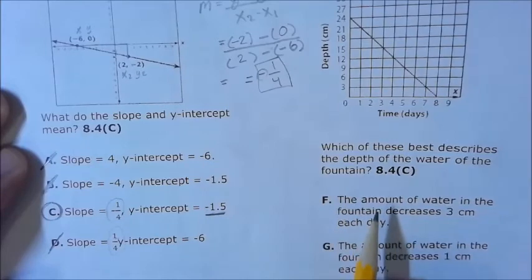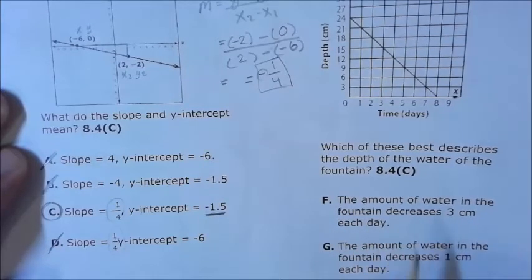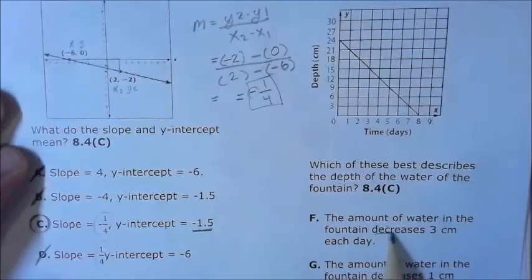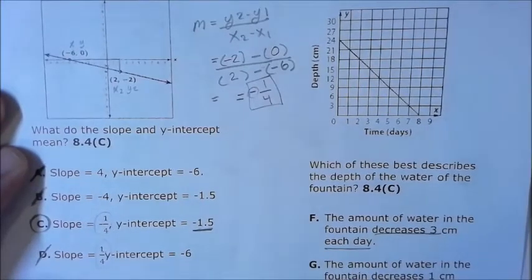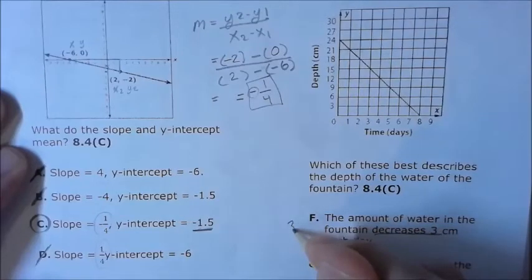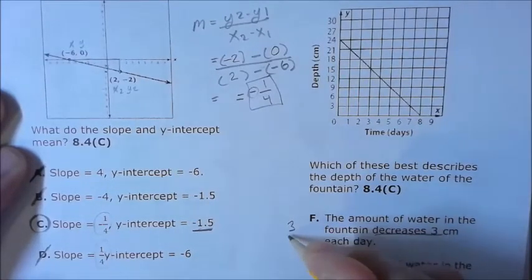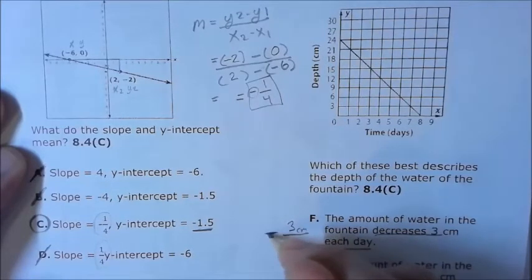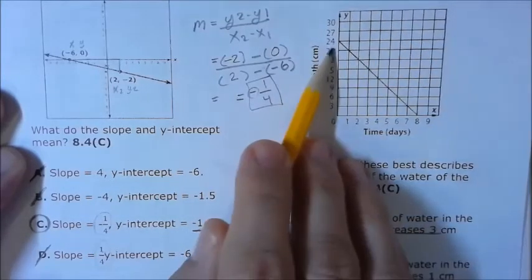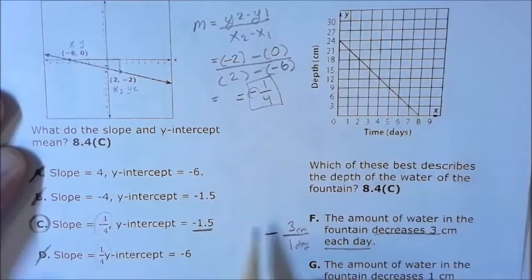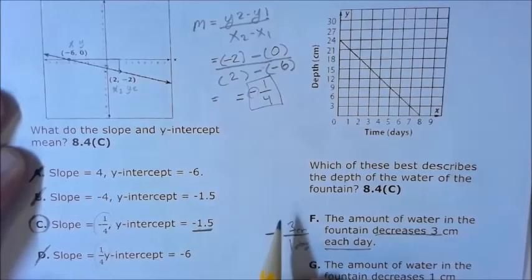The first one says the amount of water in the fountain decreases by 3 centimeters each day. Okay, so if it decreases by 3 centimeters each day, that means we have 3 centimeters that it changes over our time, which is 1 day, and that gives me my slope. Now if it's decreasing, then we have to say it's negative because it should be going down, and this confirms that we have a negative slope. It's going down, so it's decreasing by -3/1.